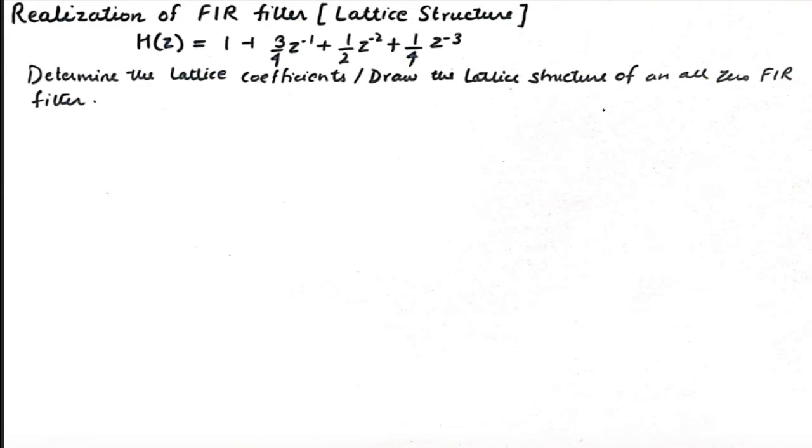In this video we'll talk about the lattice structure realization of FIR filter. An FIR filter will look something like this. It is an all zeros function and the transfer function is H of z. It is given like this.